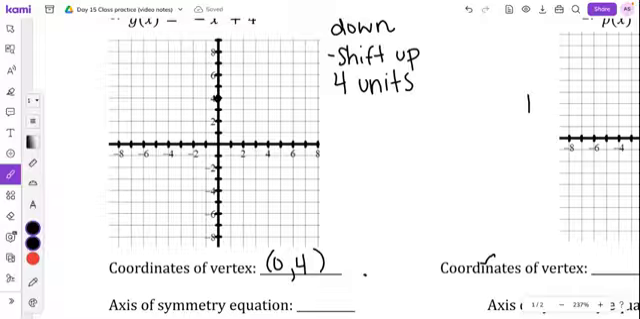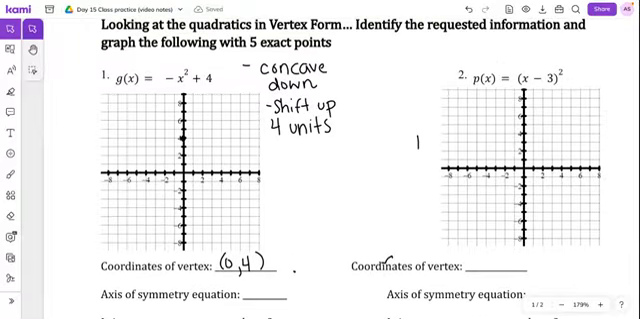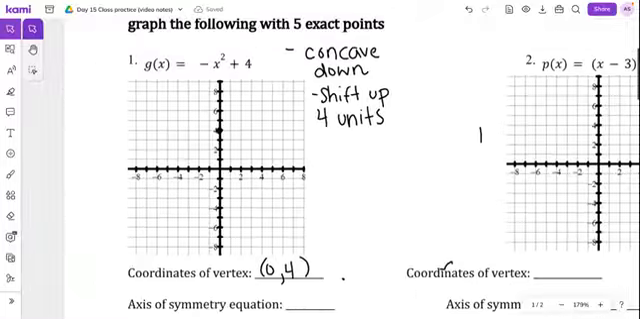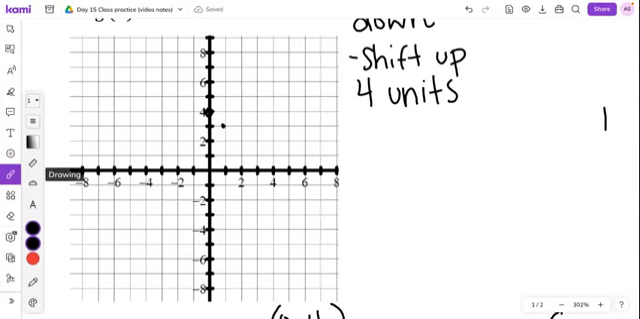Okay. Now, once we are here, we have the ability to plot some points. And if you notice in the directions, it says that we want 5 points, right? So from 0, 4, we're going to go out 1 and down 1. Because it's concave down, to the left 1 and down 1. We're going to go out 2 and down 4, to the left 2 and down 4. And if you wanted to keep going, we could go out 3 and down 9, out 4 and down 16, out 5 and down 25. But we don't have to, because again, we only want to plot 5 points. This is just a sketch. And then we can go ahead and draw in our parabola.